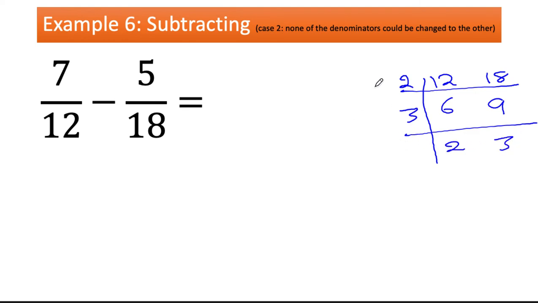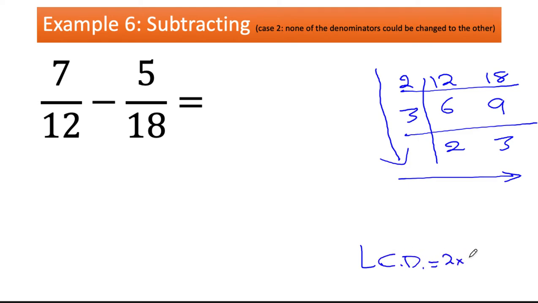Now, how can I find the least common denominator? By multiplying this way and this way. So the least common denominator will be 2 times 3 times 2 times 3. I'm using all the numbers in the outline borders from left and down. So the answer now, guys, will be like 4 times 9, which is 36.